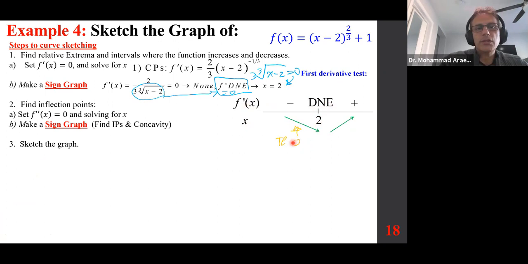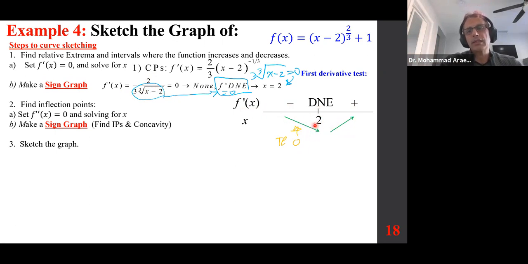And if you plug in 0 into this, what happens? This becomes negative. Cube root of negative is negative. The whole denominator is negative, so positive over negative is negative. And if you pick a number to the right of 2, 5, 4, 3, anything, it makes the denominator positive and the numerator is a positive number. What does it mean? It means it's decreasing here and it's increasing here. Decreasing, increasing. Okay.